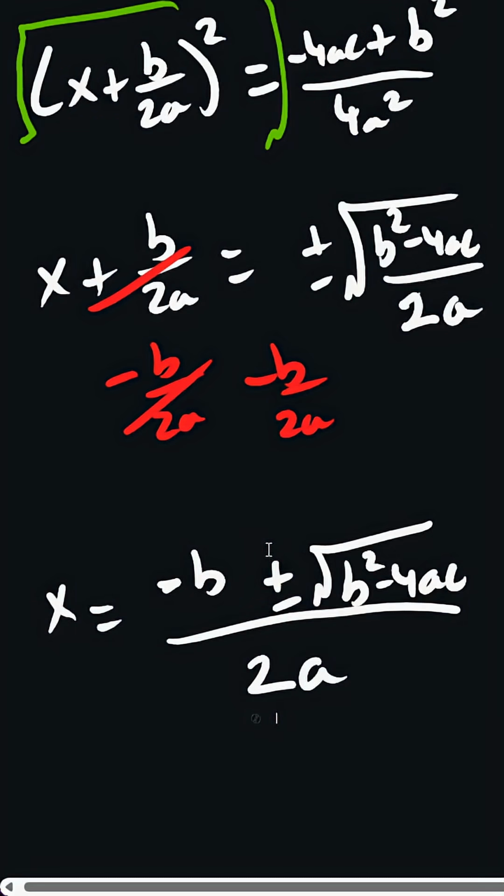And that is the quadratic formula: negative b plus or minus the square root of b squared minus 4ac, over 2a.